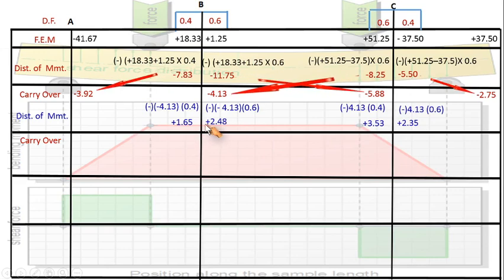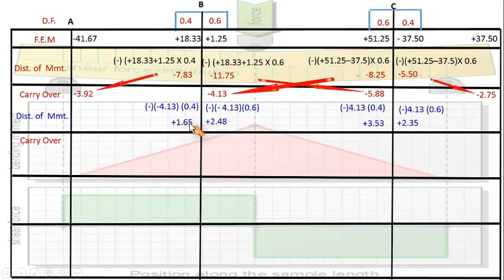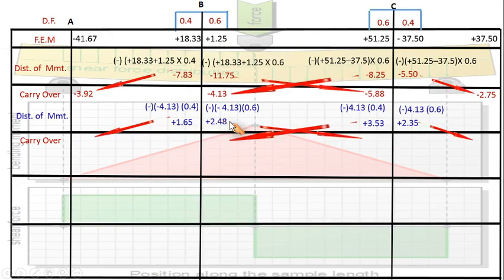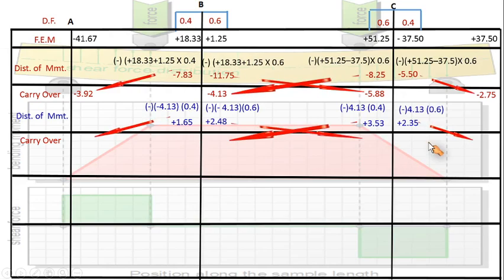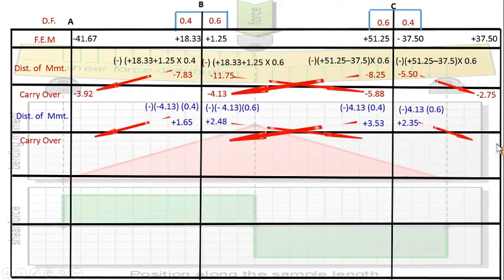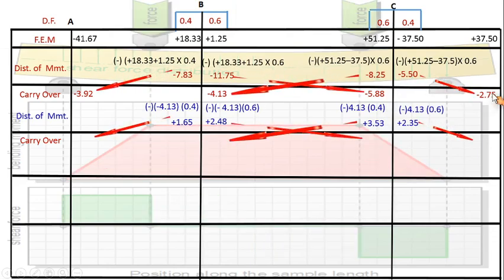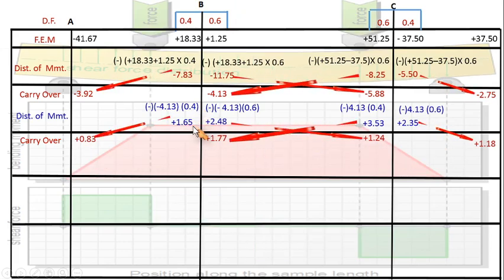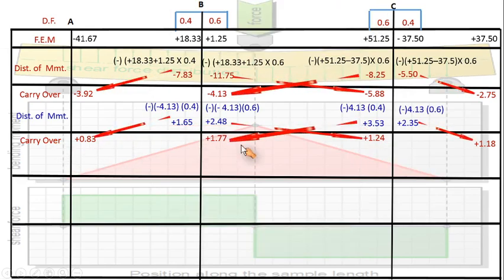And this is how we did the moment distribution, and now this is to be carried over on the far end. So here you can see half of this is to be transferred to far end A, this half is to be transferred to far end C, this half is to be transferred to far end B, and this half is to be transferred on the far end here. Is it okay? So here also we have transferred half of that to joint D. So this is how we have done the carrying over of the moment about joint B toward the far end.